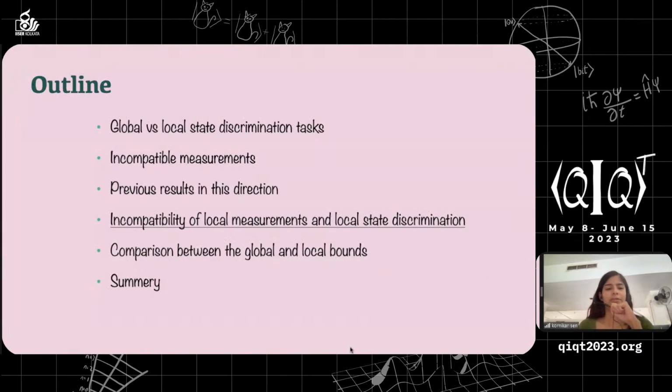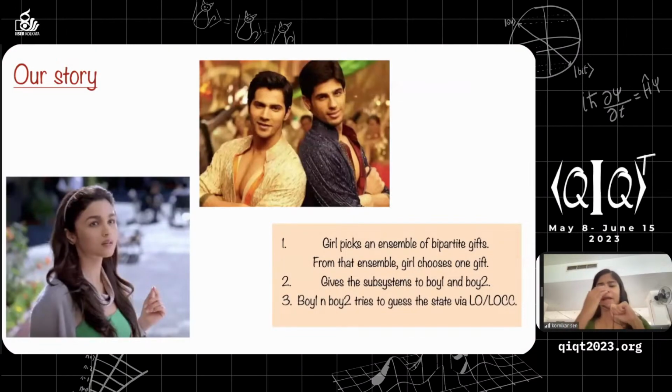Now, let's move to our result, that is, incompatibility of local measurements and local state discrimination. In our work, we have considered a more complicated situation. Complicated not in terms of physics, but in terms of relationships. So here, the girl has two boyfriends, and the boyfriends are friends with each other. So now the girl again wants to gift them. So the girl chooses a bipartite gift and gives one party to boy 1 and the other party to boy 2. Now, boy 1 and boy 2 live in two distant locations, so they can only use local operations or local operation plus classical communication. So by doing this, they want to know what gift they have received.